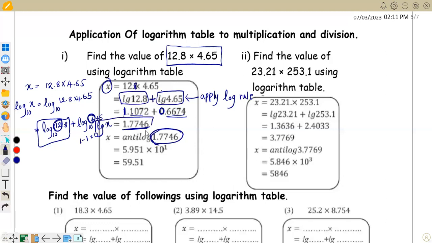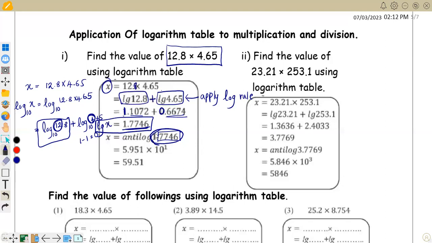Okay. Then to find the actual value of x, now actually here you have obtained this one. LG, that means logarithm of x to the base 10. To find this, you have to take the antilog of 1.7746. That means the corresponding value to the given logarithm value. You can identify 7746 is located in the 5951, that means 5th column of 59th row. Then you have to add the mean difference also.